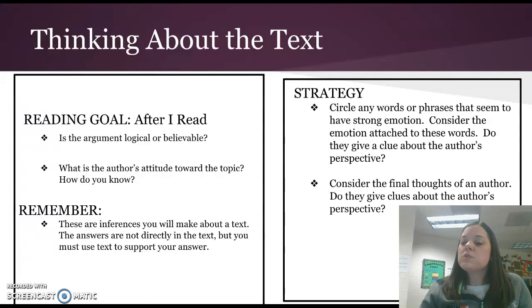So a strategy you might use to approach this task is to circle any words or phrases as you're reading that seem to have strong emotion attached to them. And when you're done, consider the emotional feeling connected to these words or phrases. That can be a big clue to you about how the author feels on this topic. Also, take a look at that conclusion. Consider any final thoughts that the author is leaving you with and see if those thoughts can give you an indication of the author's perspectives and what they're trying to say.